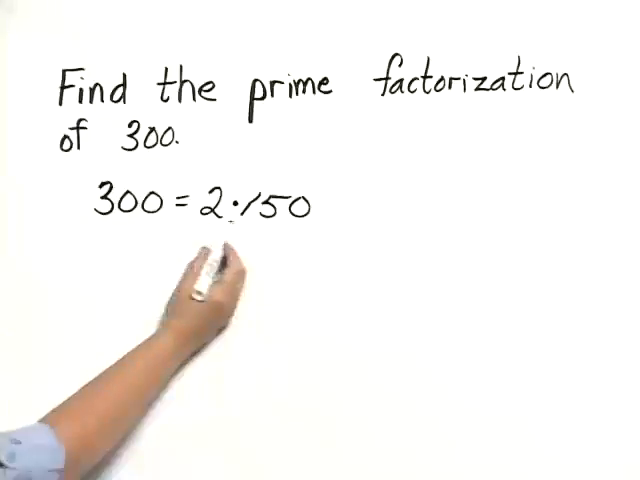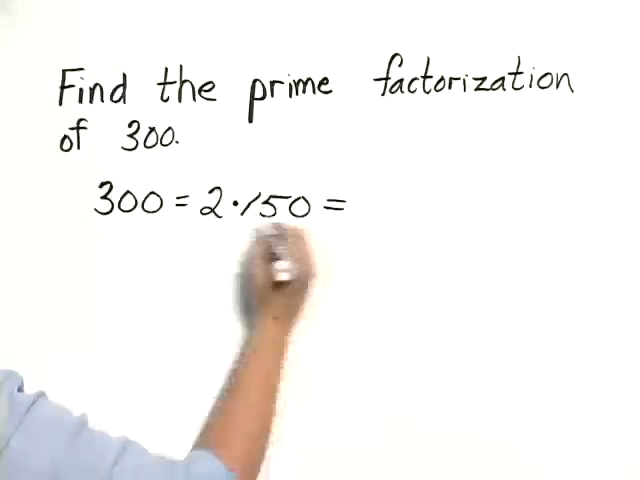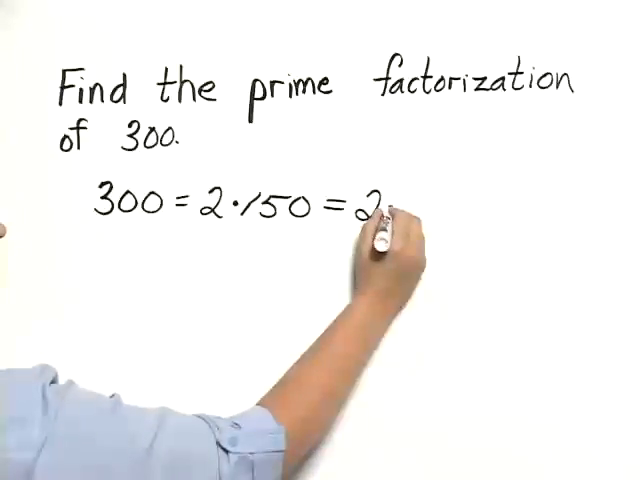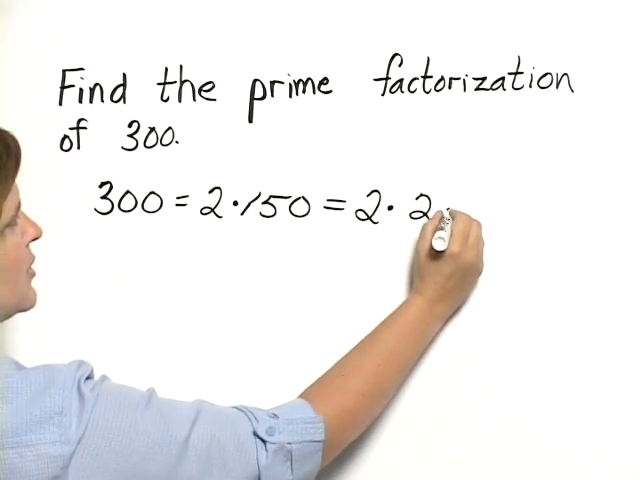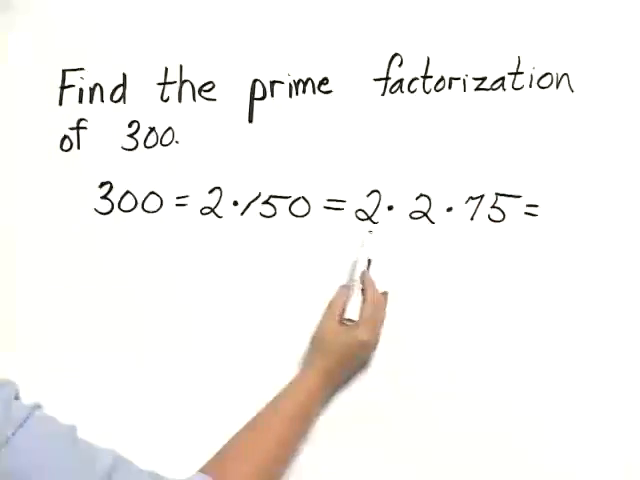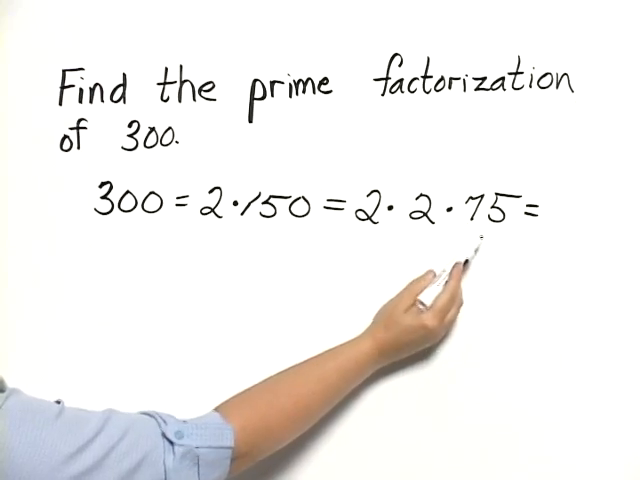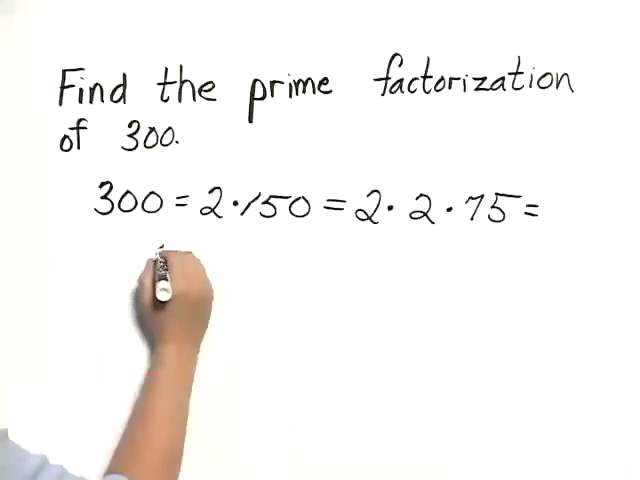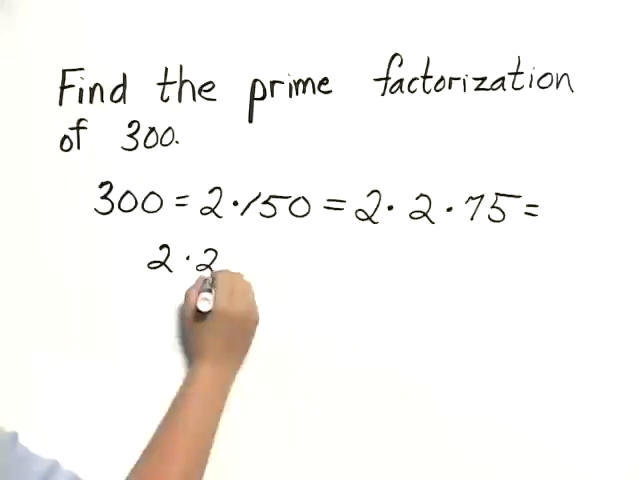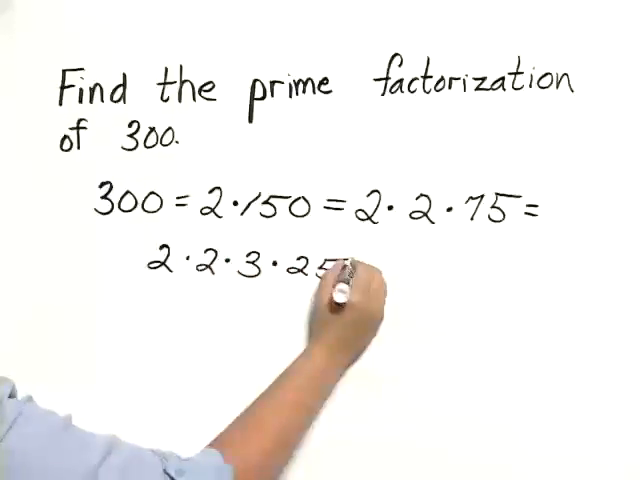2 is a prime number, but 150 can be factored further, so we factor 150, writing 2 times 150 is 2 times 75. 75 can be factored further. 2 does not go into 75, but 3 does. So we can write this as 2 times 2 times 3 times 25.